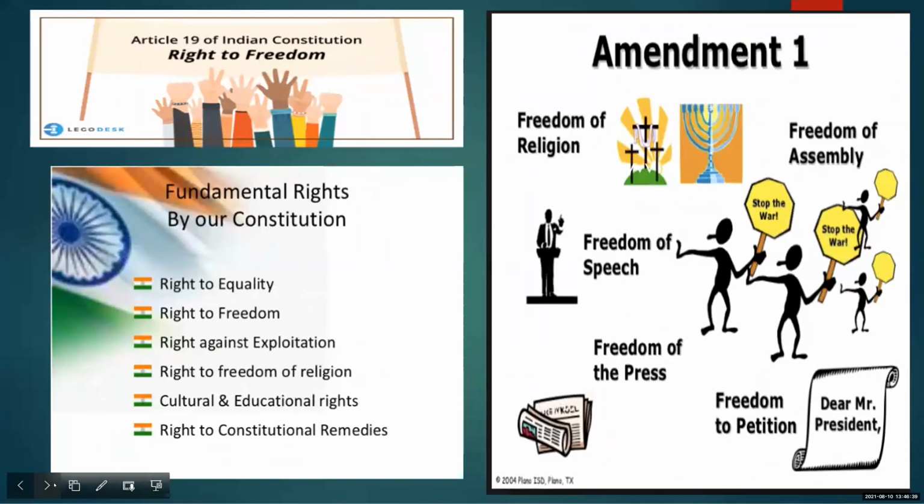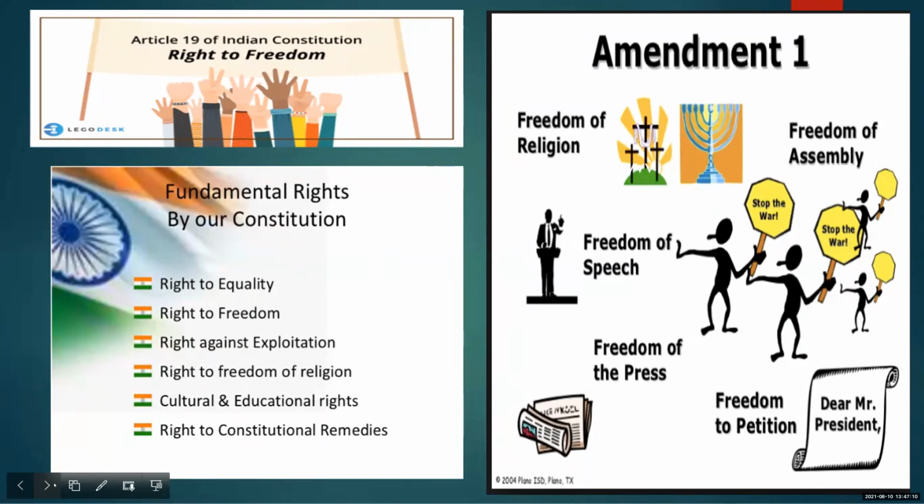Article 19 guarantees 6 freedoms. They are freedom of speech and expression: the state guarantees this to every person of India. Freedom to assemble: the state guarantees every person the freedom to assemble peacefully without harm. The freedom to form associations, unions, cooperative societies: this gives workers the right to form trade unions. And freedom to move freely: a citizen of India can move freely throughout the territory of India.